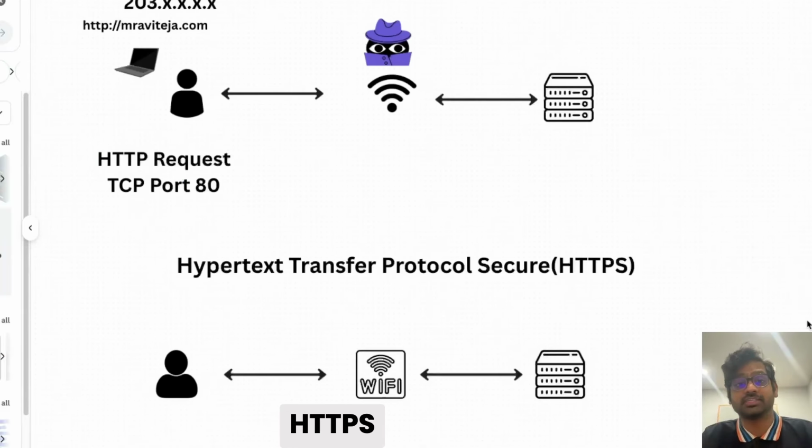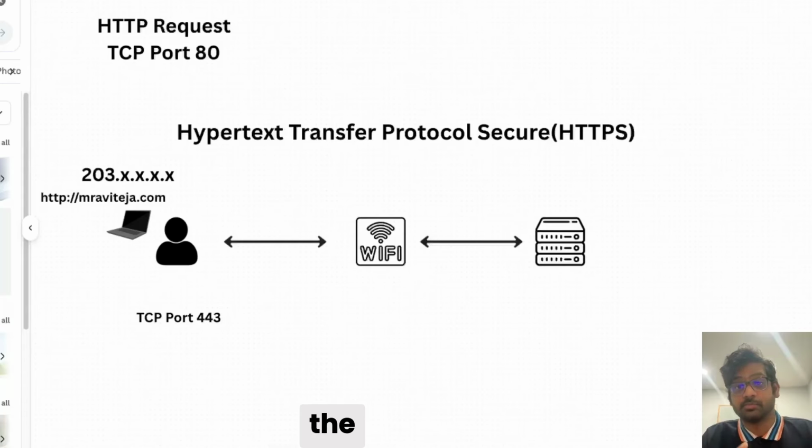Now let's talk about HTTPS, which is Hypertext Transfer Protocol Secure. It is the secure version of HTTP. It uses TLS encryption to ensure that data transferred between a web server and the browser is confidential, authentic, and tamper-proof, operating over TCP port 443.